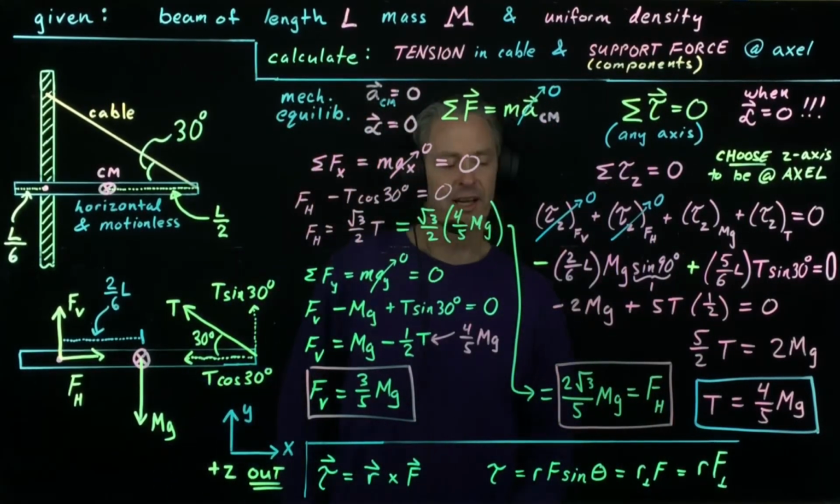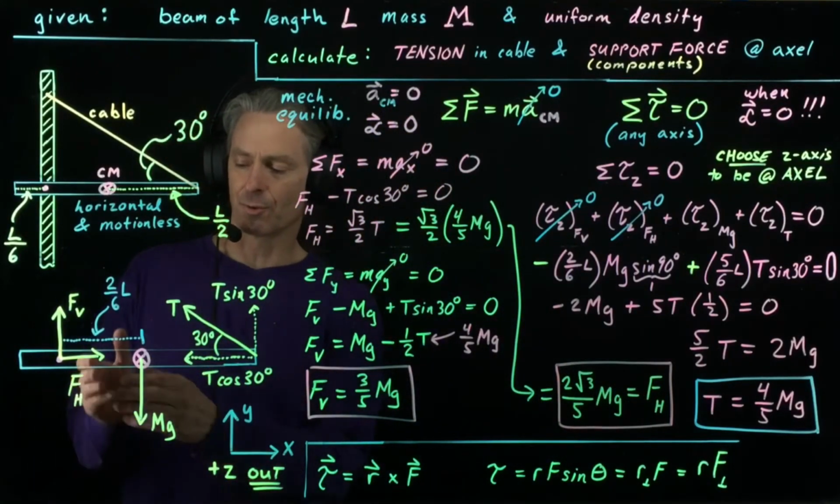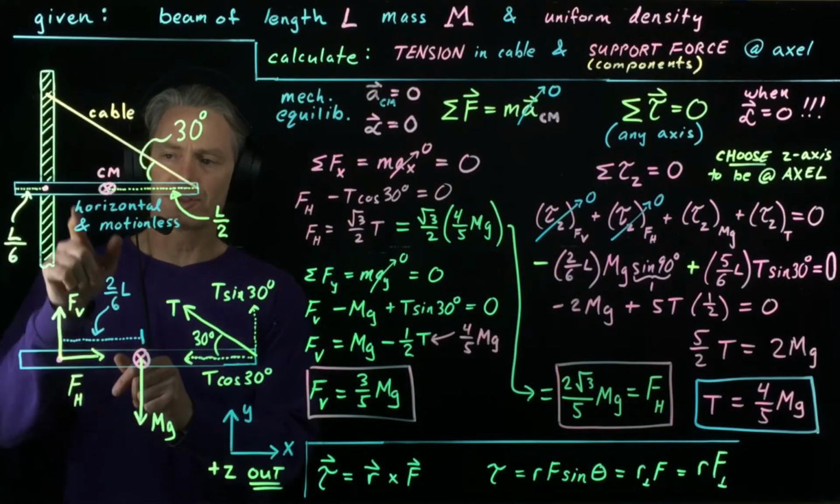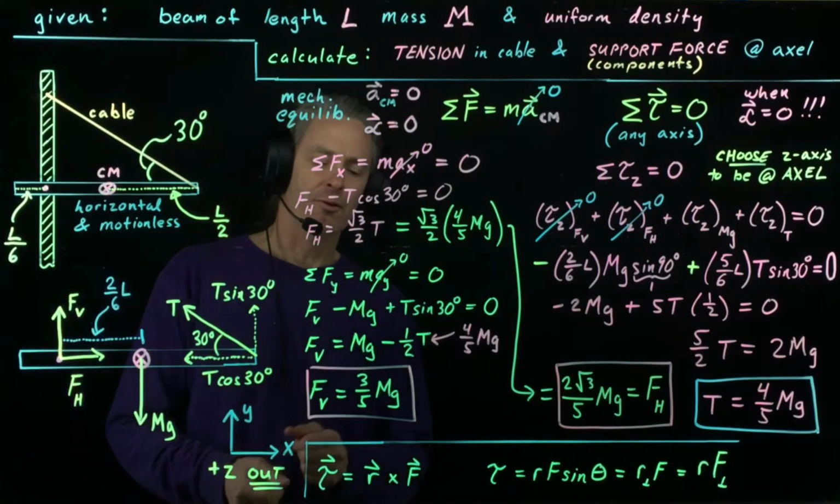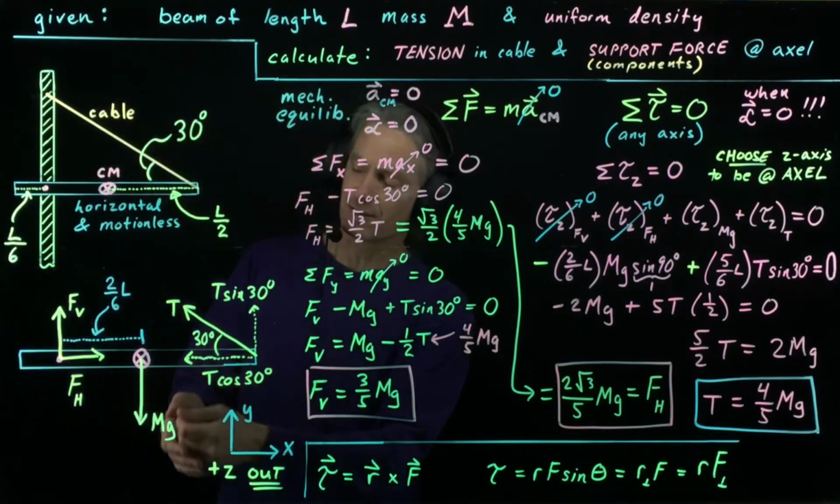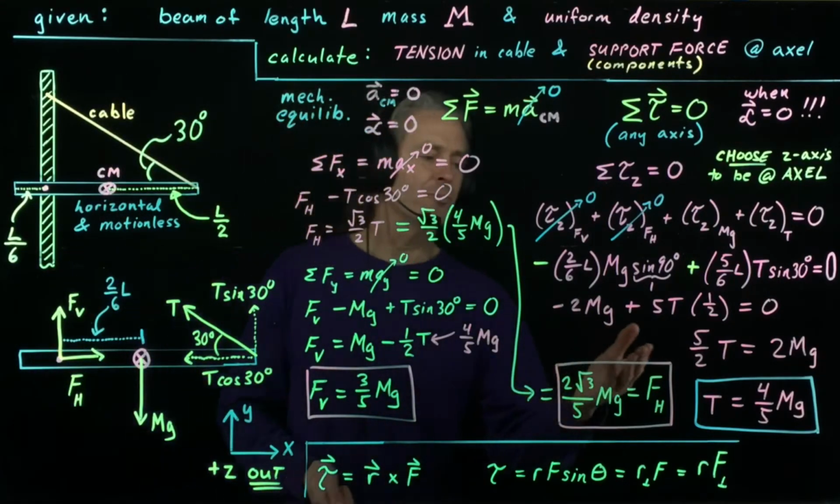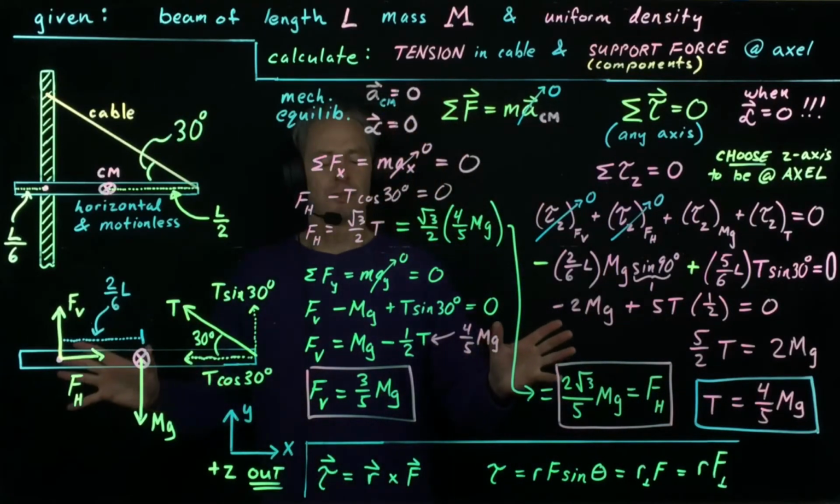All right, we've done it. We've got F sub H, that's the horizontal component of the support force that the axle provides to the beam. We've got F sub V, the vertical component of the support force that the axle exerts on the beam. And we've got the tension. Let's take a look at these results.